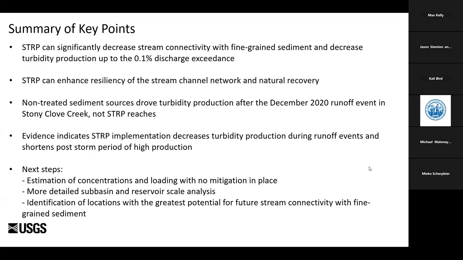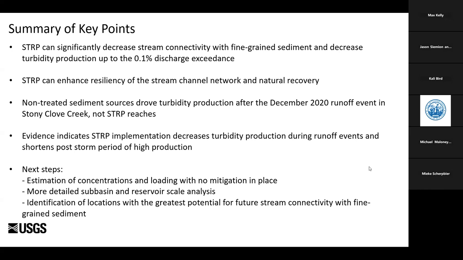some of these projects. When we had that Christmas storm in 2020, we know that there was no substantial sediment being generated from those project reaches. It was coming from some of the untreated reaches in other parts of the watershed. So again, we know that the non-treated sediment sources drove that turbidity production during that large event, not the project reaches. And our evidence indicates that the implementation of these projects really can help decrease turbidity production during runoff events and shorten that post-storm period of high production.